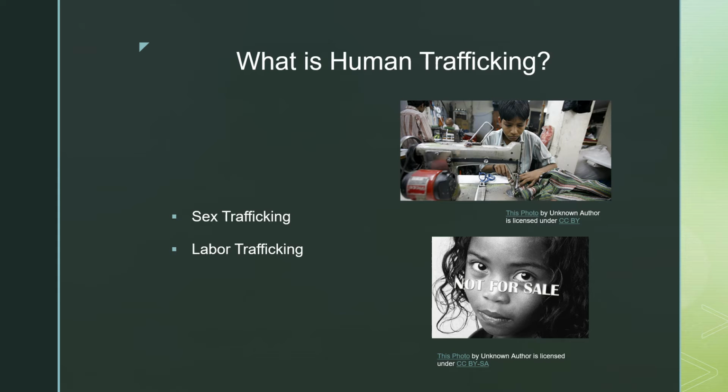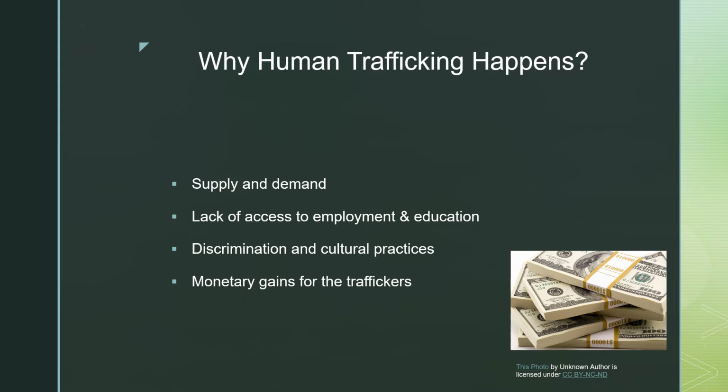Human trafficking is an attractive global commodity, bringing in a stunning $150 billion annually, and will continue to be attractive to those in the business because of supply and demand. Most trafficked are underage or lack education or access to employment.